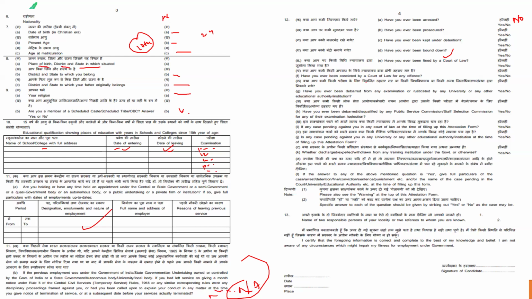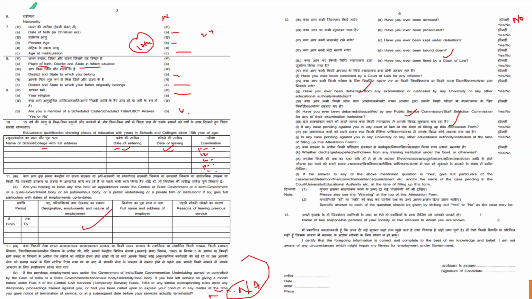Then have you ever been convicted by a court of law? Obviously, for students it is a rare chance, but in rarest of rare cases that happens. Okay. Then have you ever been debarred from any examination or rusticated by any university or other educational authority institution? Then have you ever been debarred or disqualified by any public service commission? Sometimes that happens. Okay, is any case pending against you in any court of law at the time of filling the attestation form? If yes, then yes, no, then no.